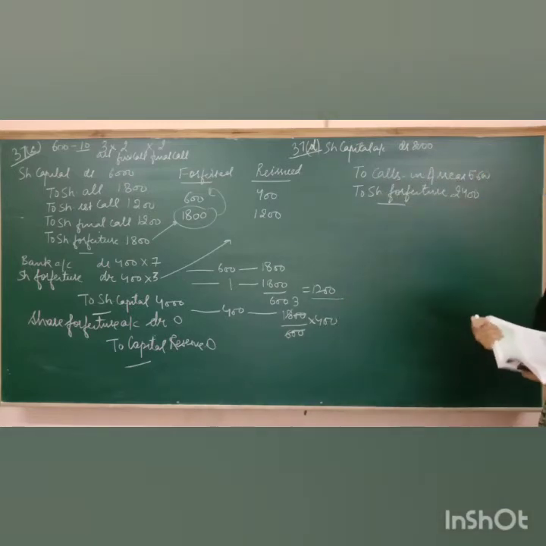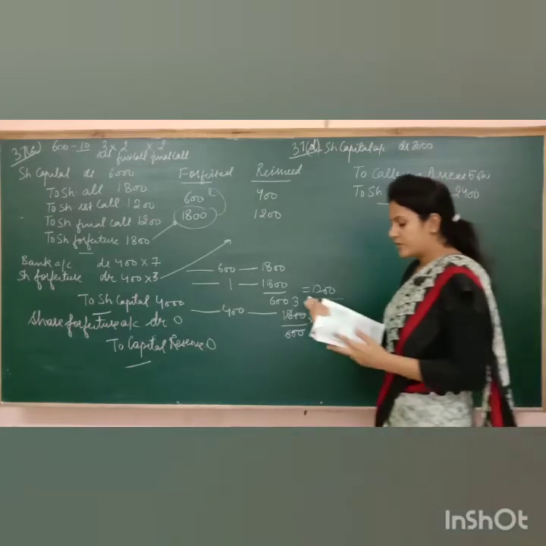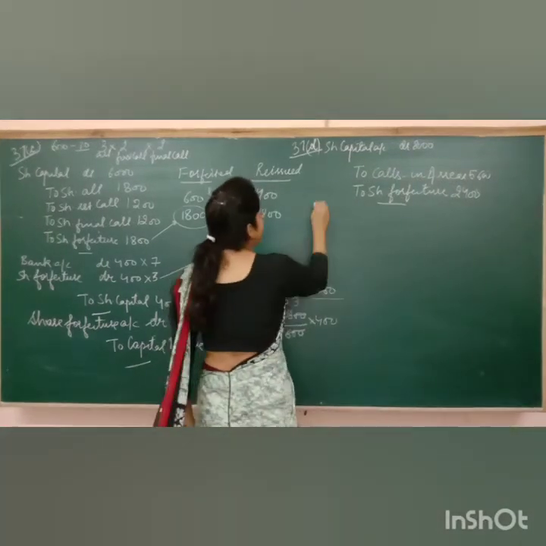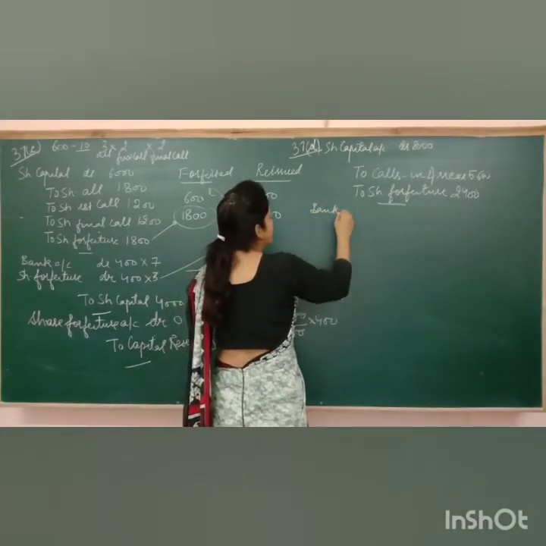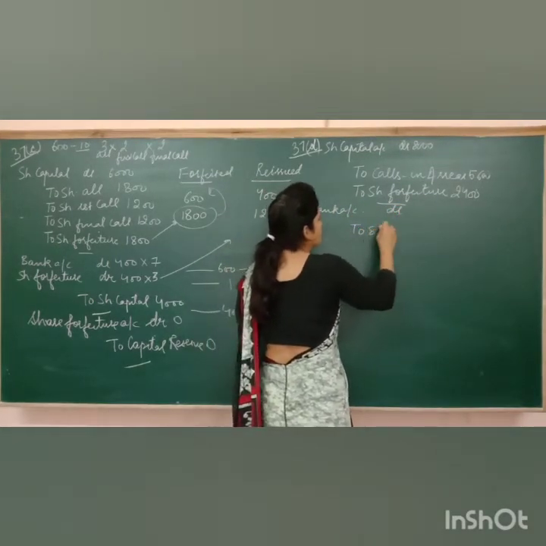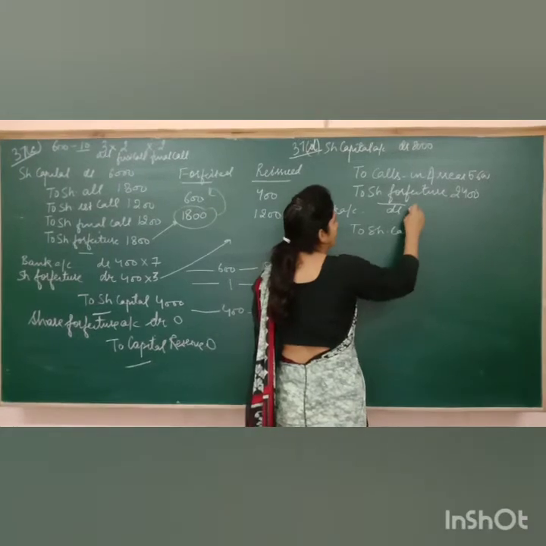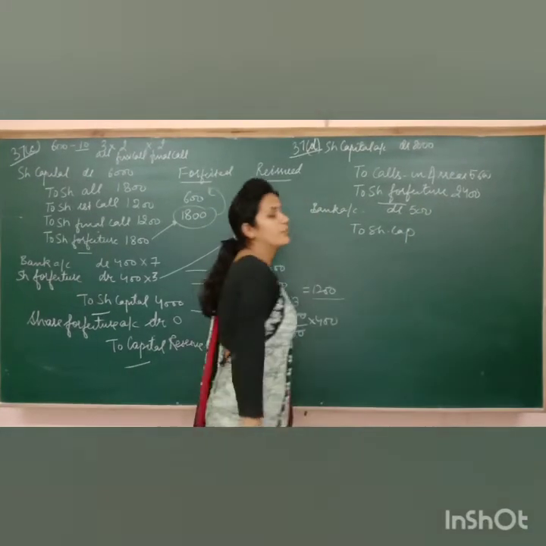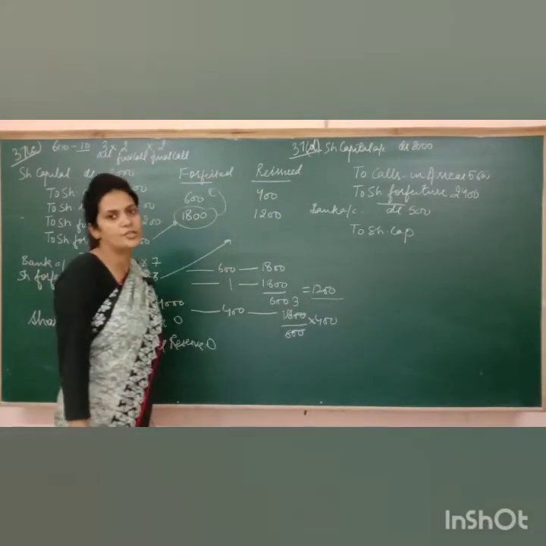Now read further. Out of these, 500 shares were reissued. We have reissued 500 shares. So pass the entry. Bank account debited to share capital. We have reissued 500 shares but at rupees 11 per share fully paid up.